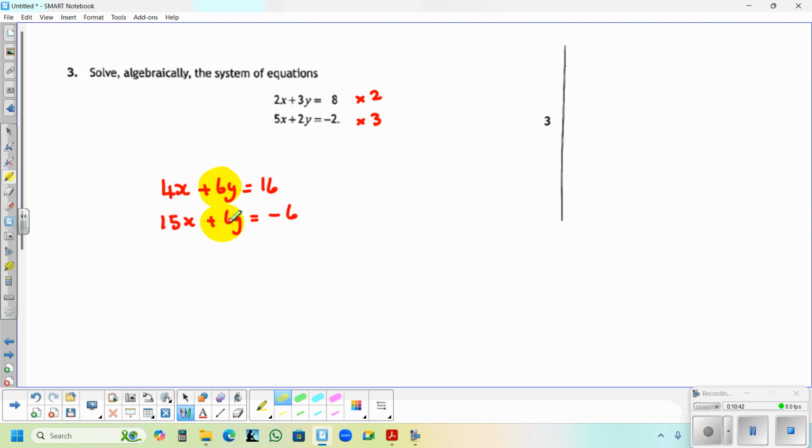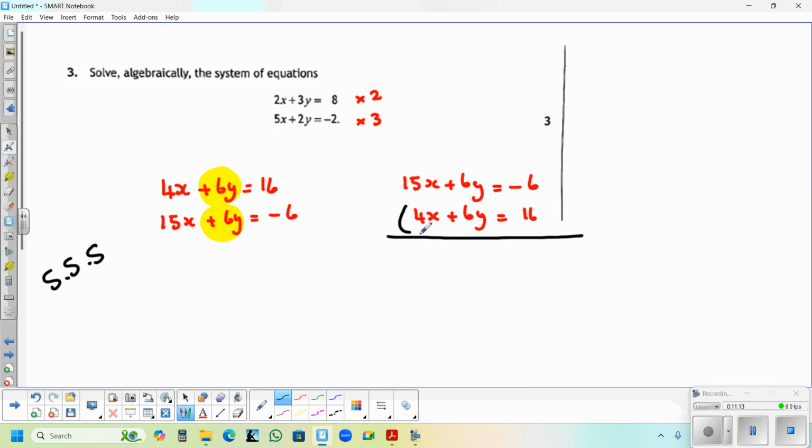They've got the same sign, so I want to subtract them. Now, what I'm going to do with this one is, because it's a big 15 down there, I'm just going to write them upside down, because it's easier to take away from the biggest one. So I'm going to write the 15x plus 6y equal to negative 6 first, and then the 4x plus 6y equal to 16 at the bottom. So now, same sign, subtract, an SSS one. Big bracket round that to remind you that you're taking away everything in that bracket.